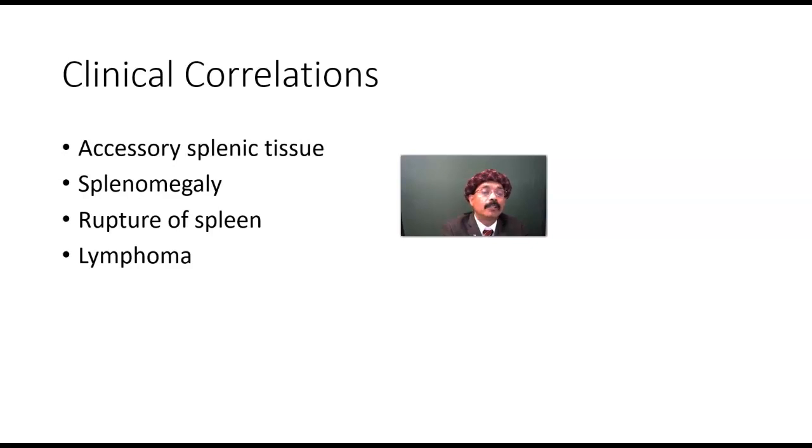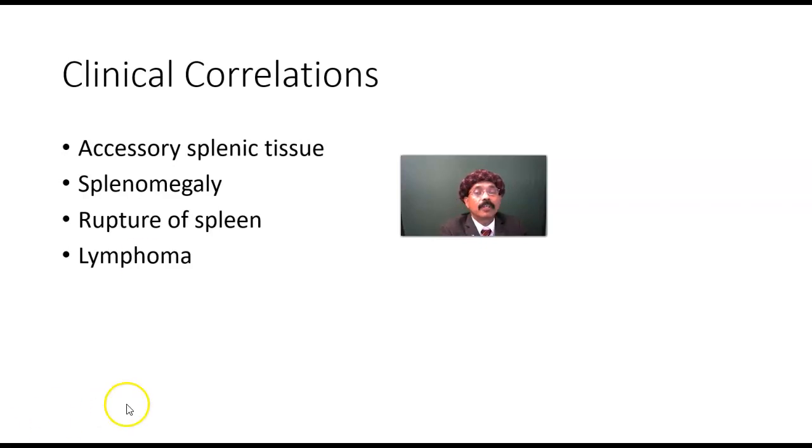Rupture of the spleen. The spleen is vulnerable to injury, especially blunt injury or fracture of the rib, and it may cause profuse hemorrhage. So the surgeon in most cases does a splenectomy, takes out the spleen. Other parts of the reticuloendothelial system will take over the functions of the spleen.